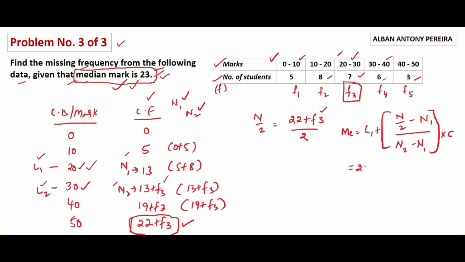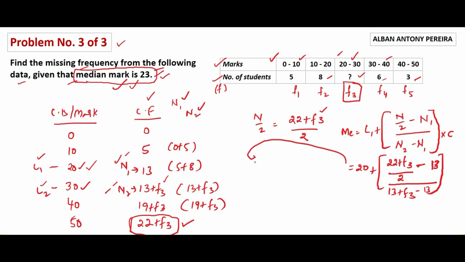Write it down. 20 plus bracket open, it is 22 plus F3 divided by 2 minus 13, right? Divided by N2 minus N1. What is N2 here? N2 is 13 plus F3. 13 plus F3 minus N1. N1 is 13. This much data we have. Now I'll write it here and solve it further.